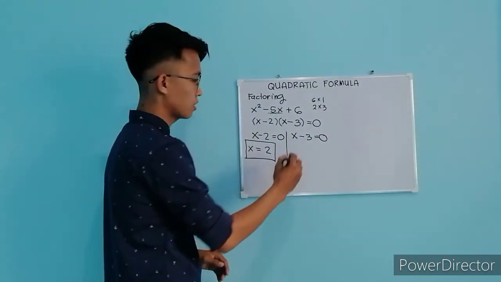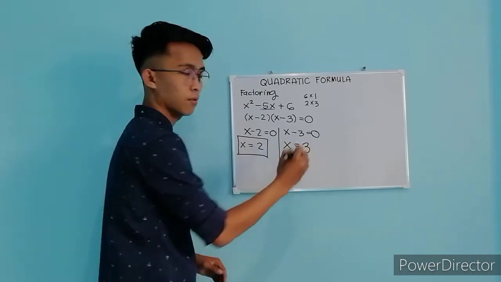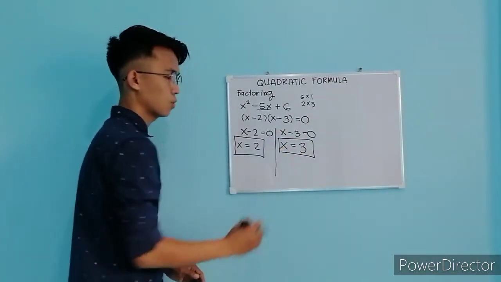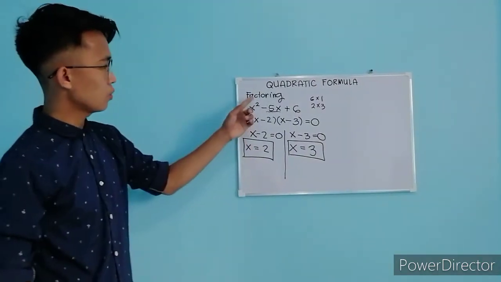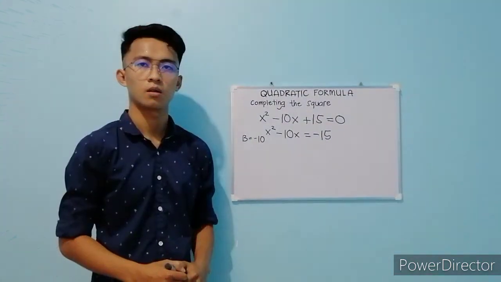How about the next one? The same. x equals positive 3. And that would be our second root. So it means that using factoring, we can find the roots of a quadratic equation.